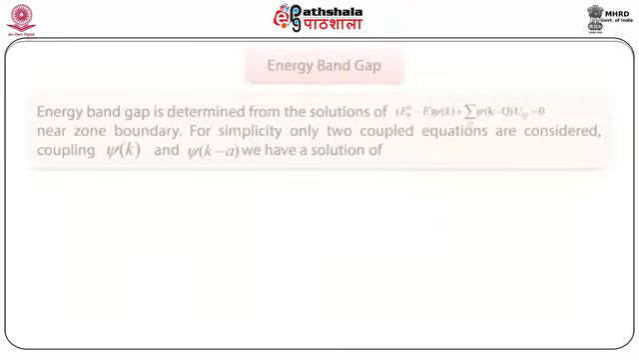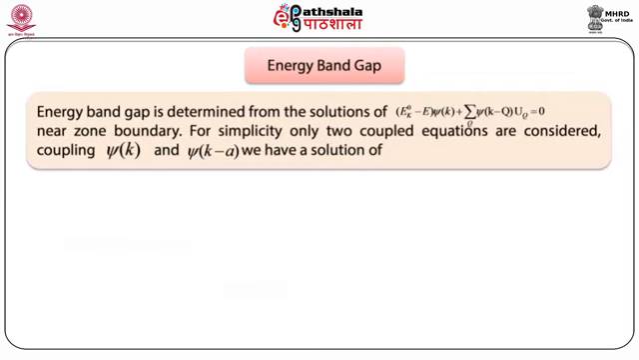Energy band gap. The energy band gap is determined from the solutions of the equation that we had written down earlier, that is the Schrödinger equation in Fourier space, near the zone boundary. Always remember, the energy band gap is determined near the zone boundary. Consider for simplicity only two coupled equations, coupling phi_k and phi_(k-q). From the equation that we had written down earlier, the Schrödinger equation in Fourier space, we have a solution of the form of this determinant, and we equate it to 0 to find the roots.